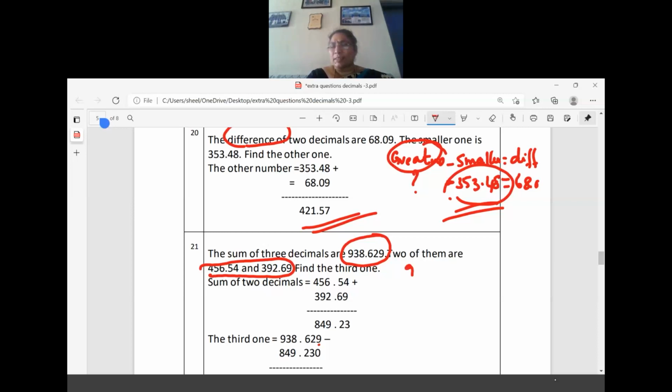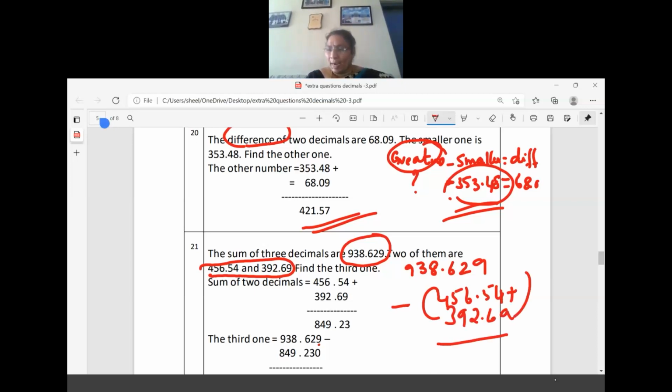From the total, that is 938.629, minus, we have to add 456.54 plus 392.69. This should be added and this result should be subtracted from 938.629. So what we will do first, we will add the sum of the two decimals. If you add, we will get 849.23 only. Now 849.23 should be subtracted from the total, that is 938.629.